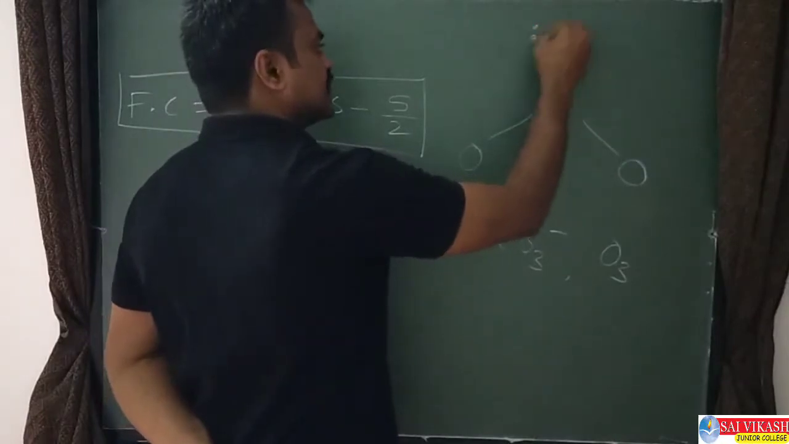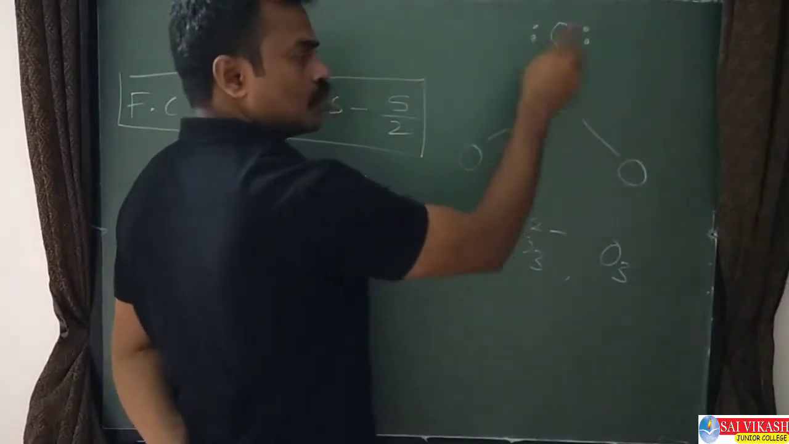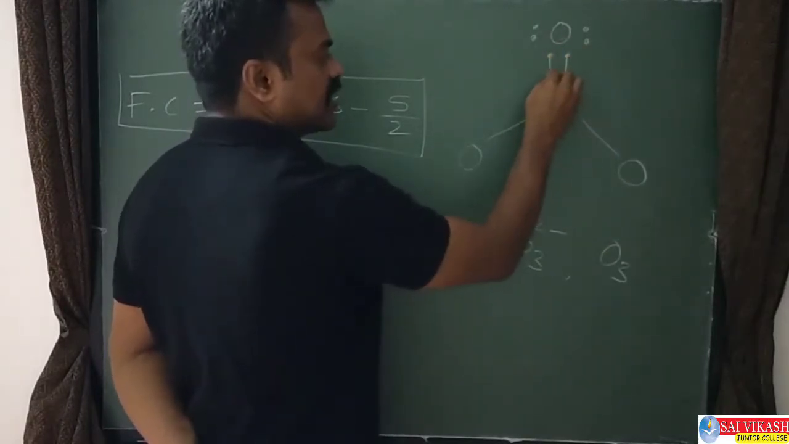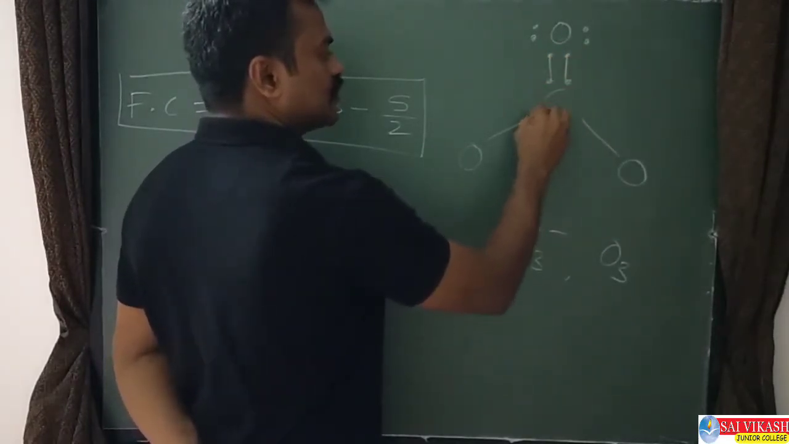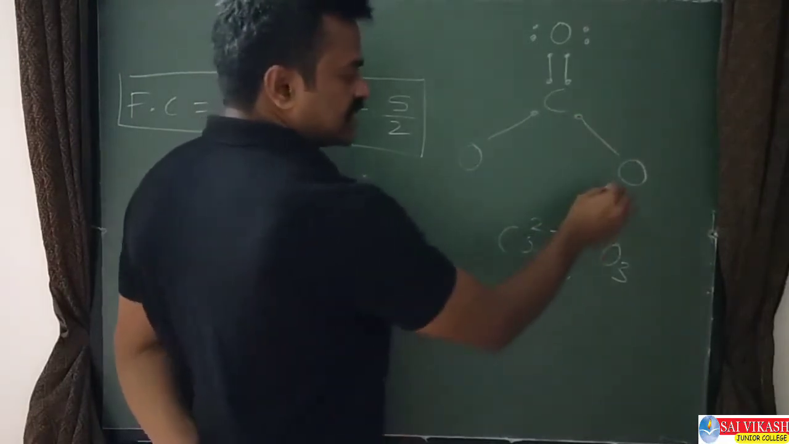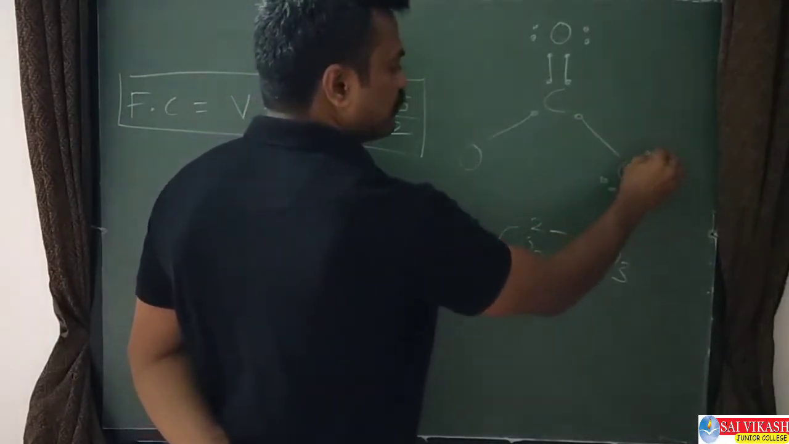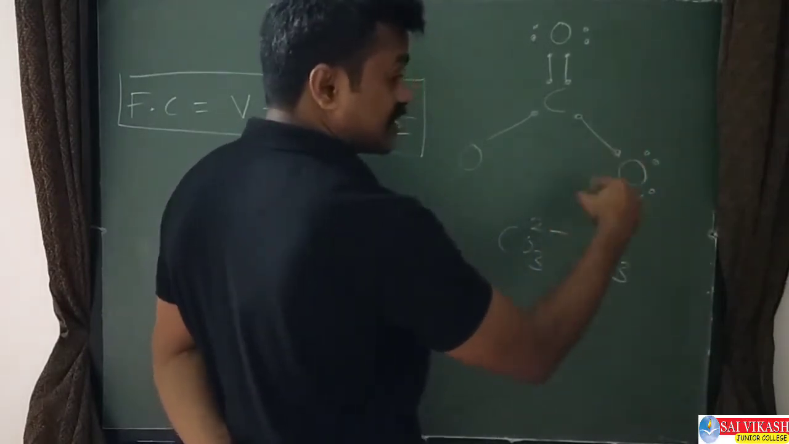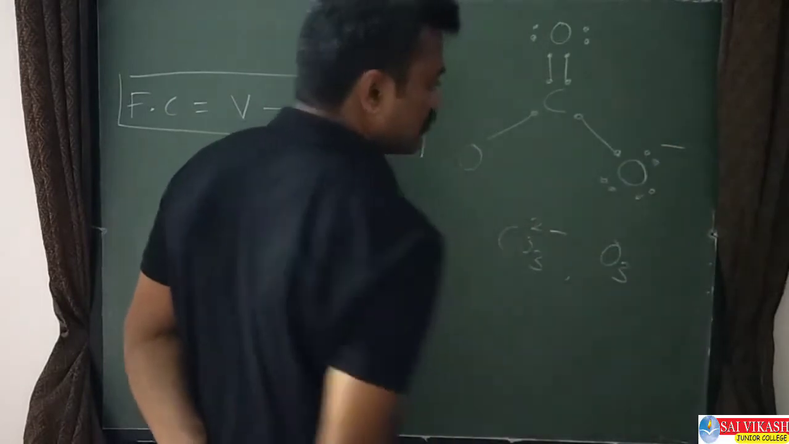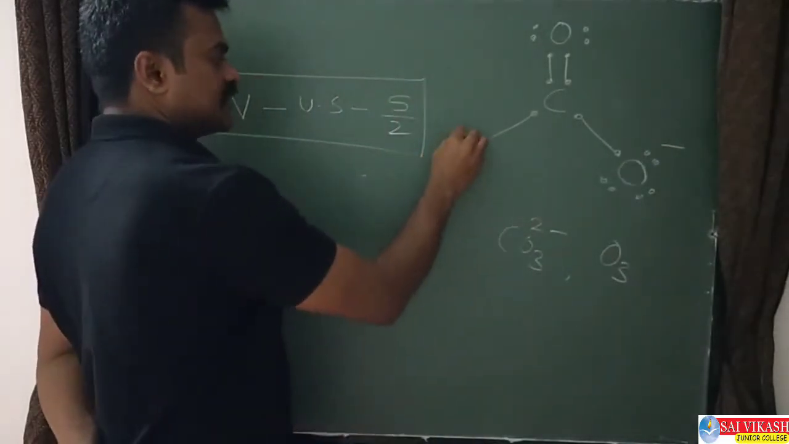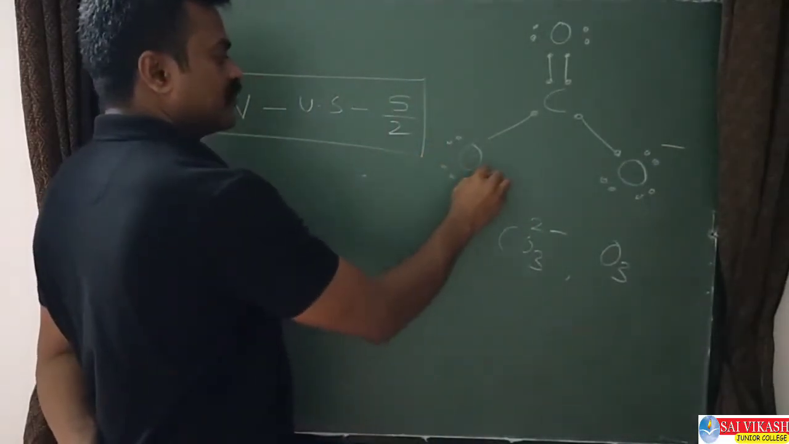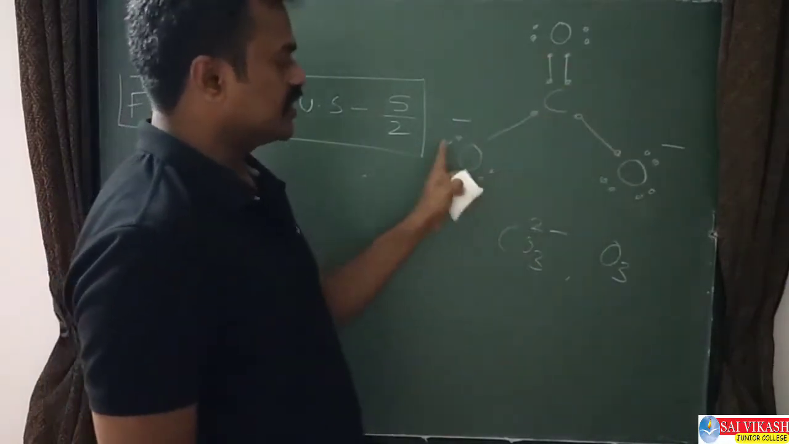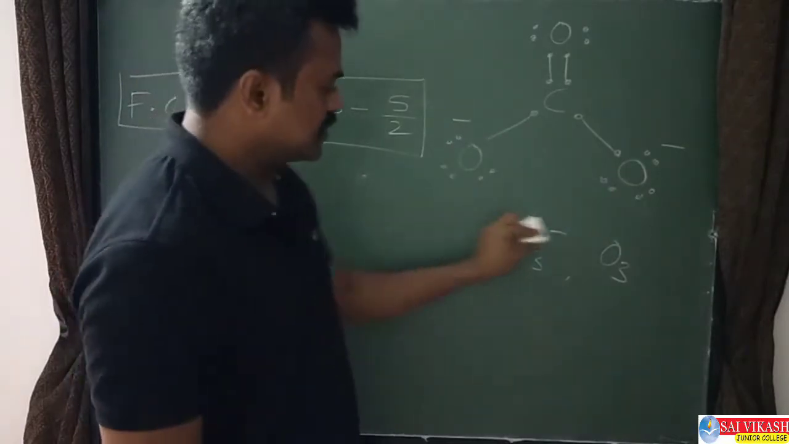This oxygen has 2 lone pairs and these are the 2 bond pairs, and carbon has 4 bond pairs: 1, 2, 3, 4, like that. And this oxygen has how many? This oxygen has 3 lone pairs and 1 bond pair. 1 extra electron is gained, that's why it shows minus charge, and it is also the same: 3, 4, 5, 6. 1 extra electron is gained. So this is the CO3 2 minus structure.